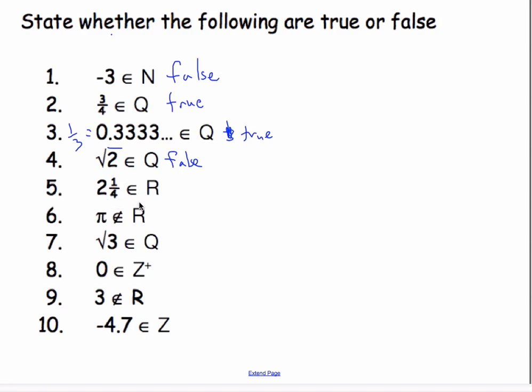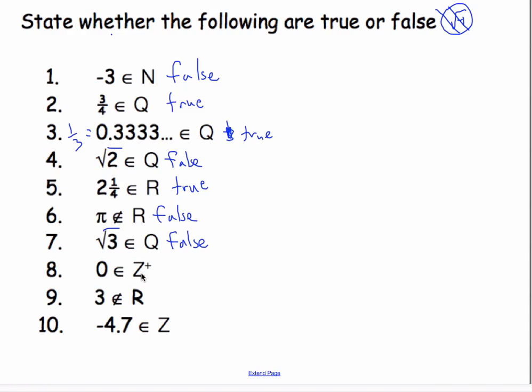Is 2 1/4 a real number? Yes, true. So all these numbers are real numbers, including pi. Is pi not an element of the real numbers? That's false, because it is an element of the real numbers. Okay, the only numbers that are not elements of the real numbers are numbers like root -1. That would not be a real number. That's the main example. Okay, is root 3 a rational number? That's false. Cannot be written as a fraction. Root 4 can, because root 4 is 2, and that's a real number, or a rational number.